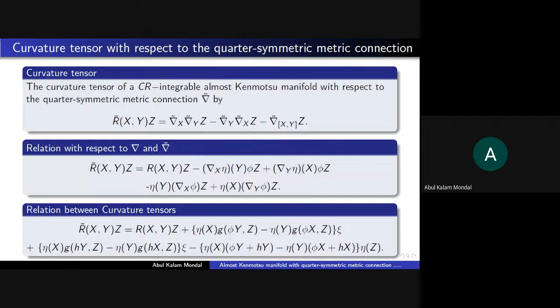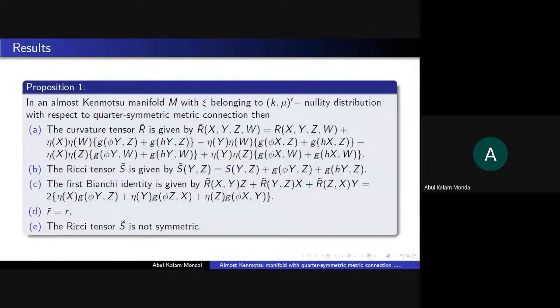And with respect to that connection, the curvature tensor of a Legendrian integral almost cosymplectic manifold is defined as R̃(X, Y)Z equal to ∇̃_X ∇̃_Y Z minus ∇̃_Y ∇̃_X Z minus ∇̃_[X,Y] Z. And this is the relation between the curvature tensor with respect to the quarter-symmetric connection and the Riemannian metric connection.